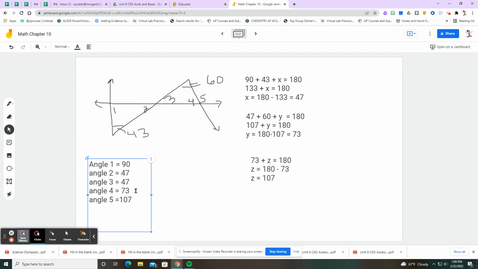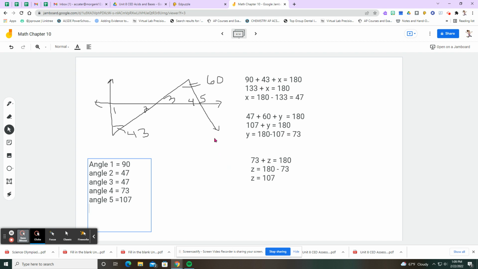Okay, I can make sure that that seems right because I can add all three of those angles back together. So I can add 43 and 90 and 47 and make sure that's 180. And then I can add 60 and 47 and 73 and make sure that that's 180.